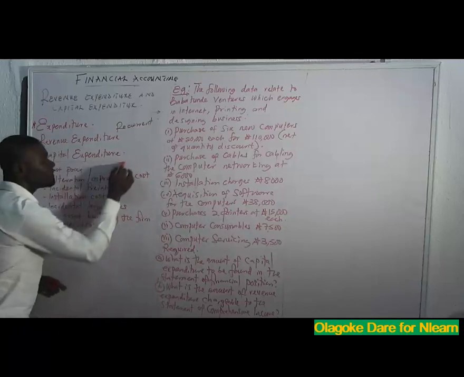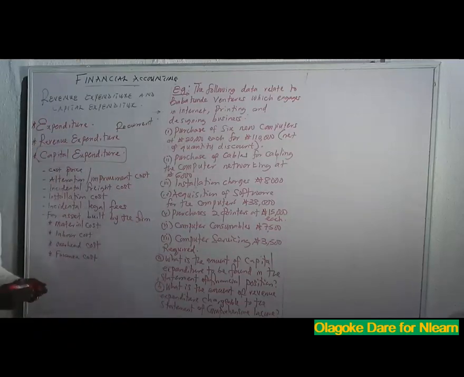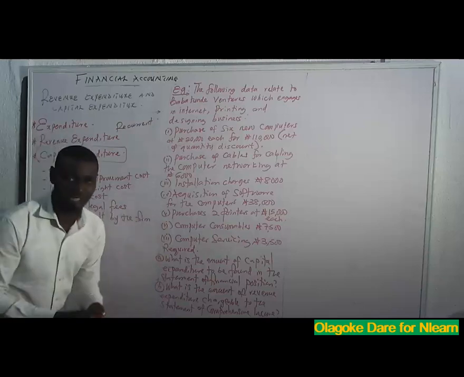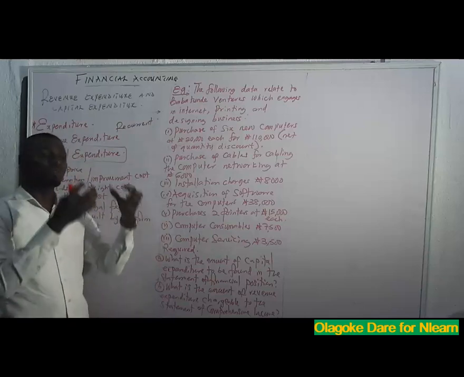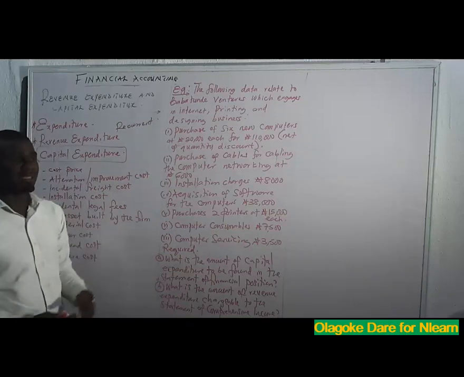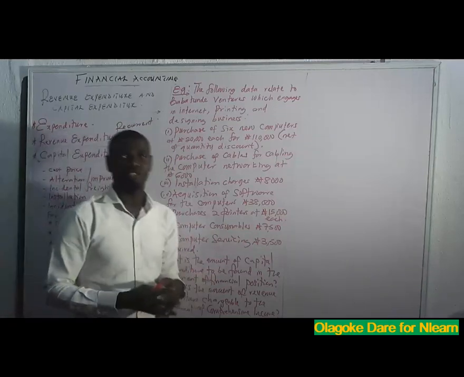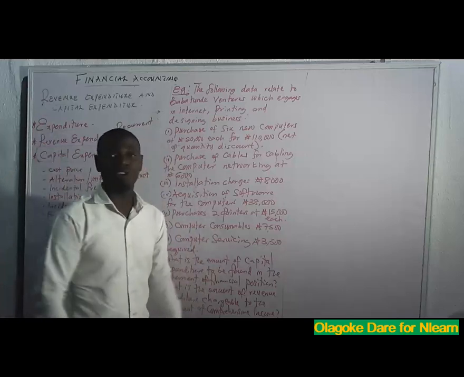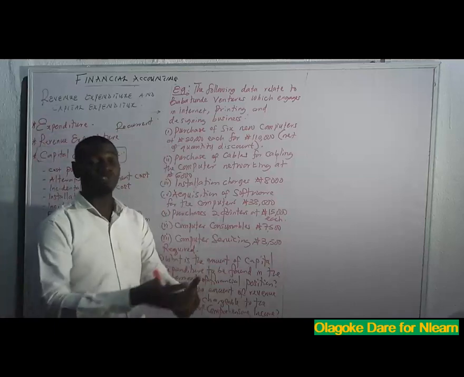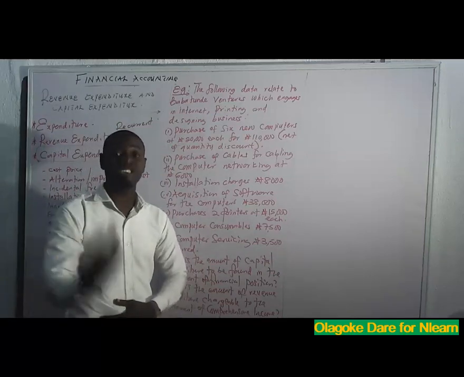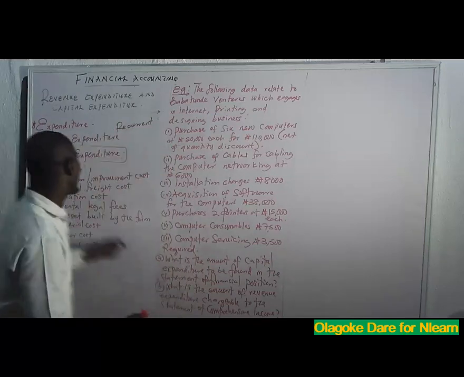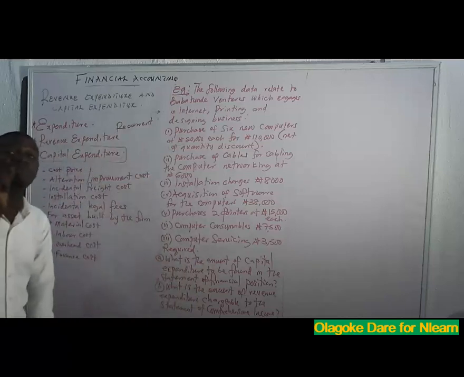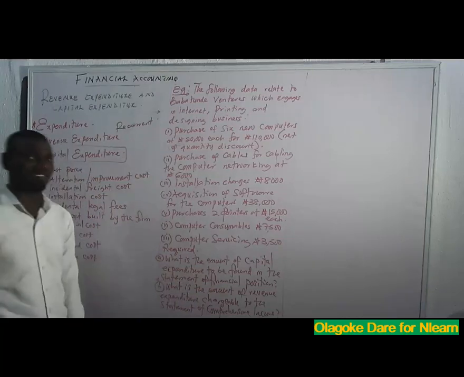Let's now move to capital expenditure. Capital expenditure is expenditure of a business organization on tangible assets, in which the benefits will last for a long period of time. The benefits of such expenditure will last for so many years. That's what we call what? Capital expenditure. Capital expenditure is shown in the statement of financial position of a business organization.